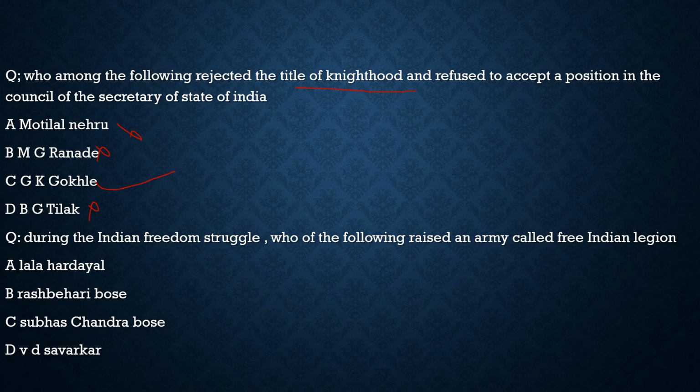And coming to the last question of today's discussion, it says, during the Indian freedom struggle, who of the following raised an army called the Free Indian Legion? Was it A, Lala Hardayal? No. Was it Rash Behari Bose? No. Was it V.D. Savarkar? No. It was definitely Subhash Chandra Bose. So with this, we complete today's discussion.